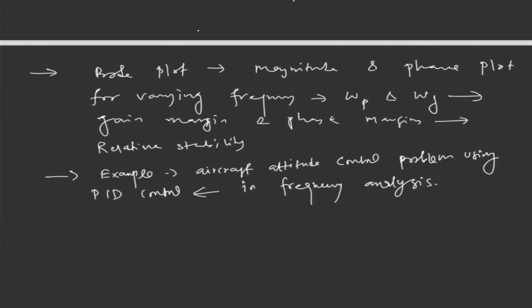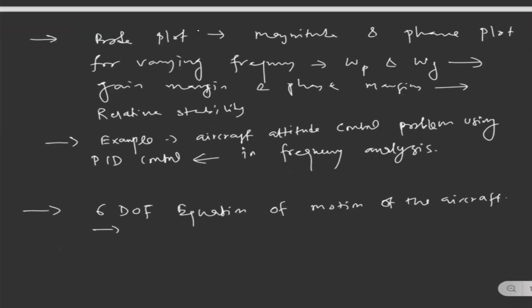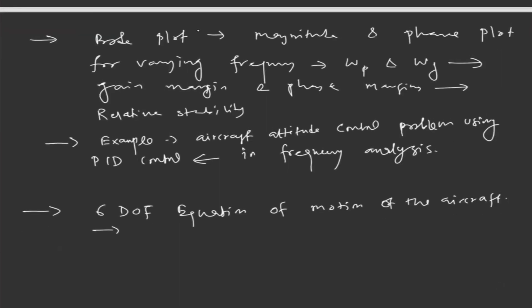Then we started how we can come up with the aircraft motion in 6 DOF. So then we have started the 6 degrees of freedom equation of motion of the aircraft. Here we came up with two sets of equations. One set represents the longitudinal motion. Another one is the lateral directional motion.